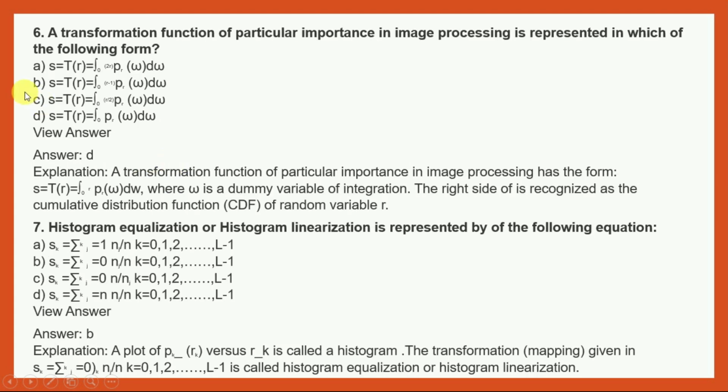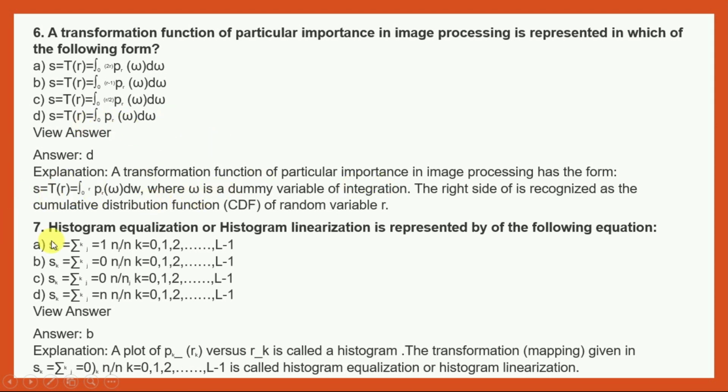Now, a transformation function of particular importance in image processing is represented in which of the following forms? So here are the forms given, and we have to find the right form from them. The right form is option D, that we can see easily on the screen, because that will give you a better understanding of that, and the explanation is also provided over here.